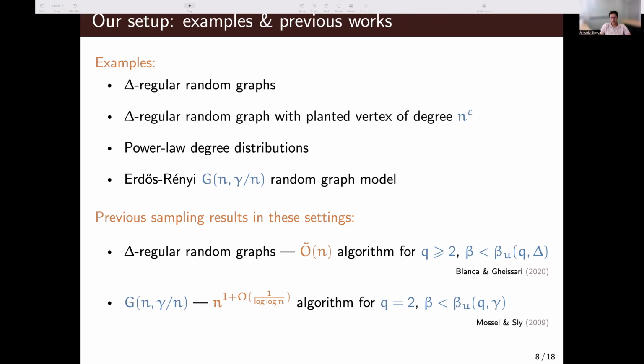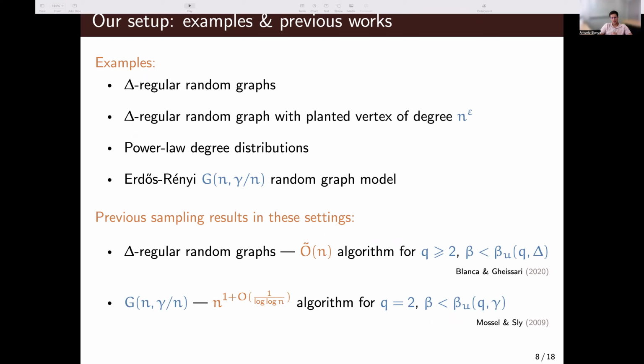These are some examples that are included here. Of course, the delta-regular random graph is a special case of this model where all the degrees are the same. We also have the case that I mentioned earlier, where we take a random regular graph and plant a vertex of degree n to the epsilon, which also satisfies the conditions from the previous slide. We have power law degree distributions, which also fit in this framework, and the Erdős–Rényi random graph, where the probability of every edge is lambda over n, where lambda is a constant, also fits in this way.